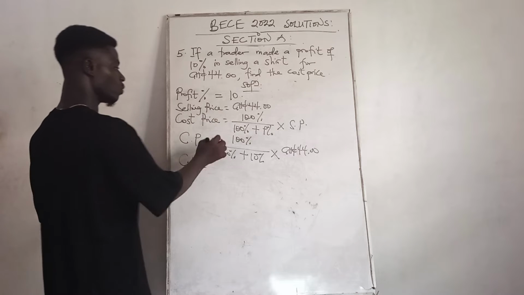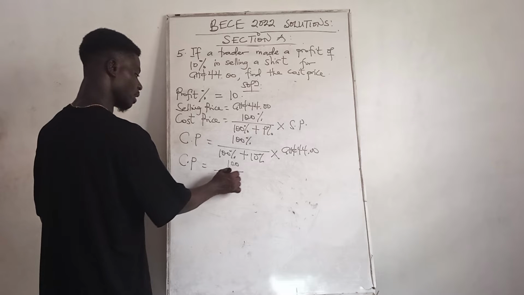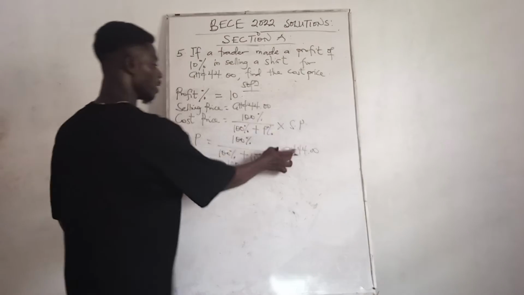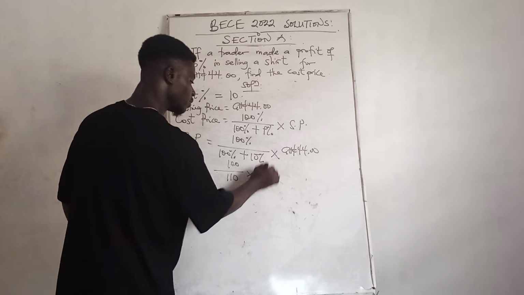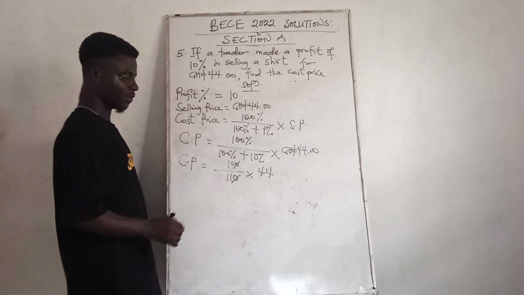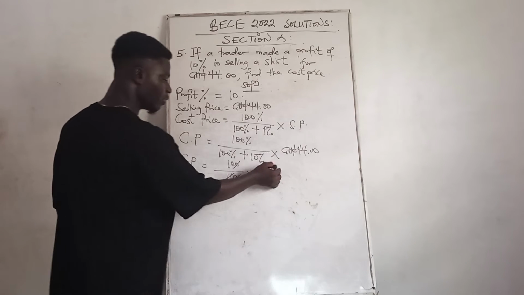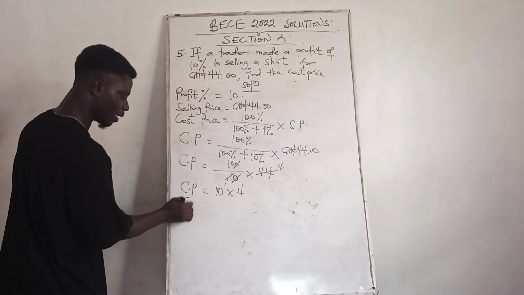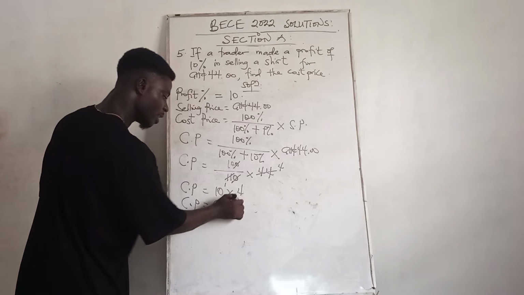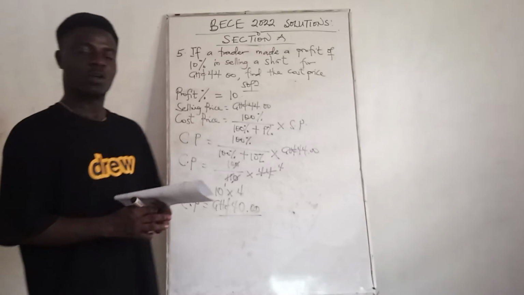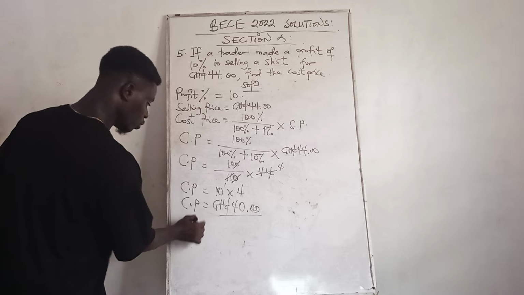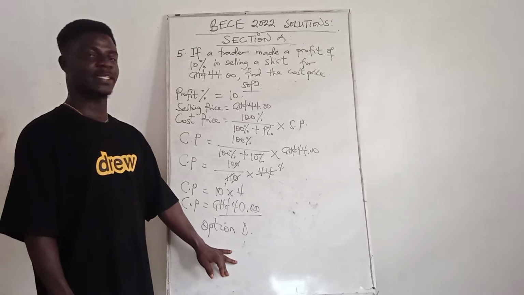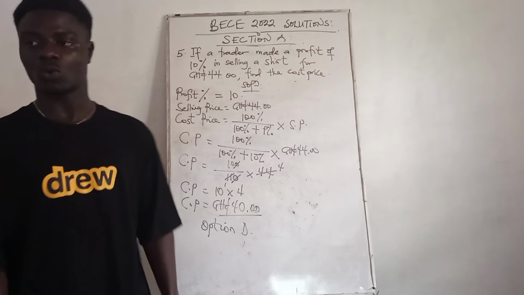So my cost price must be equal to 100 over 100 plus 10, which is 110, times 44, eliminating the currency sign. 0 cancels 0, then 11 into itself is 1, then into 44 is 4 times. So my cost price is equal to 10 times 4, which is 40 Ghana cedis. If you check, you get option D for question 5. So kindly watch it carefully.